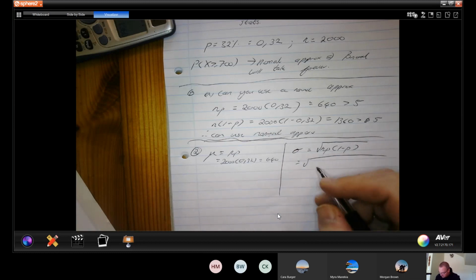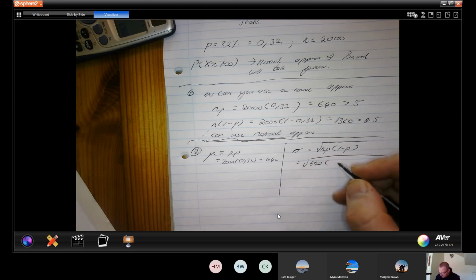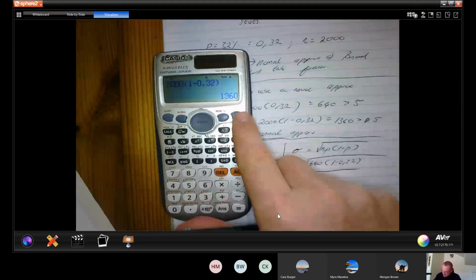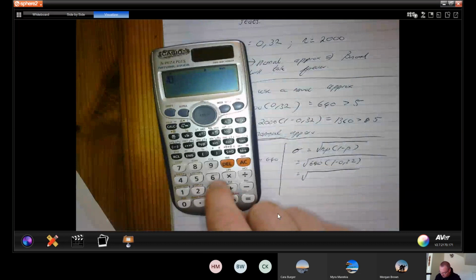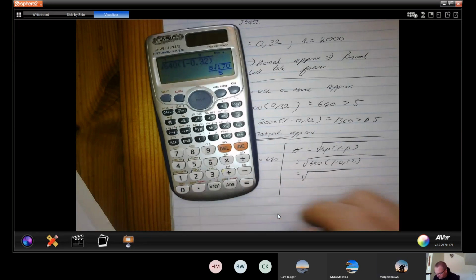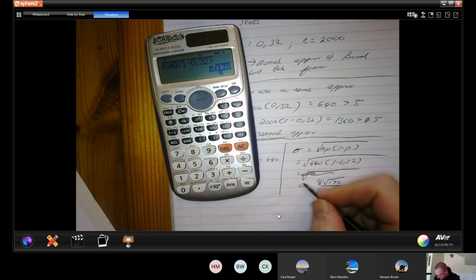And the formula for standard deviation is the square root of NP times 1 minus P, which is going to be, well, NP is 640, 1 minus P, and we get this. What did you get, Morgan? 8 square root 170 over 5. Okay, let's have a look. Not that we don't trust you, Morgan. Yep, I got that too.